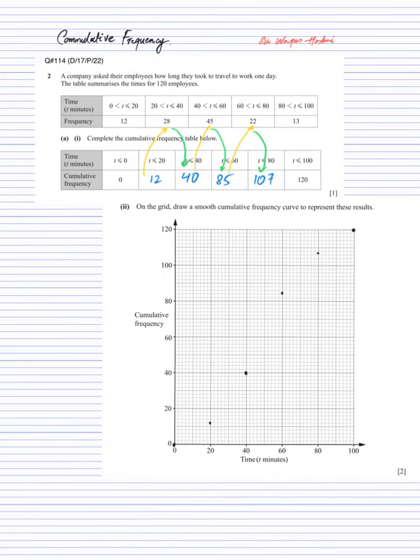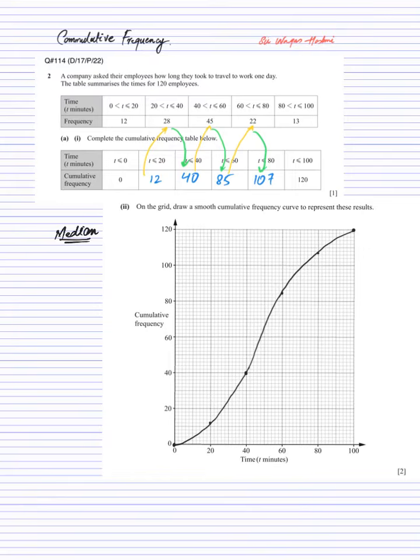Now we need to join those points with a smooth curve. So that's how your CF curve looks. It's always an S-shaped curve. And after that, what things do we need to find from the curve? The first and very basic thing we need to find from that curve is the median.